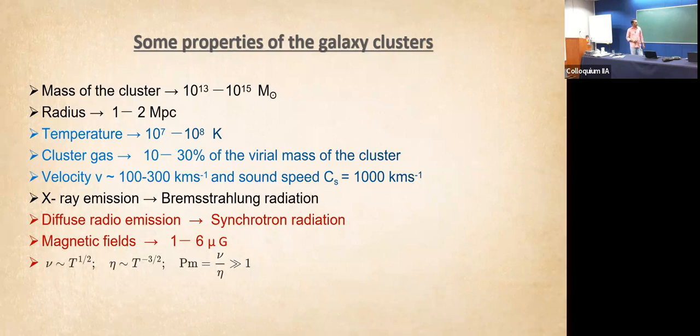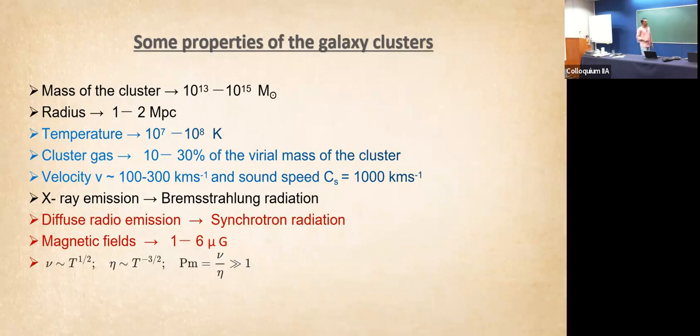Okay, this mainly happens due to the Bremsstrahlung radiation, which is happening between the charged particles due to Coulomb interaction. And then there is a diffuse radio emission, which is observed in this cluster due to synchrotron radiation. This diffuse radiation has been observed to not be part of any galaxies, but it is just the whole of the cluster, the radio emission that is there.